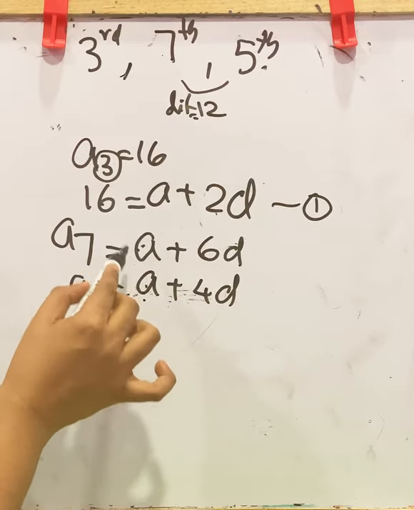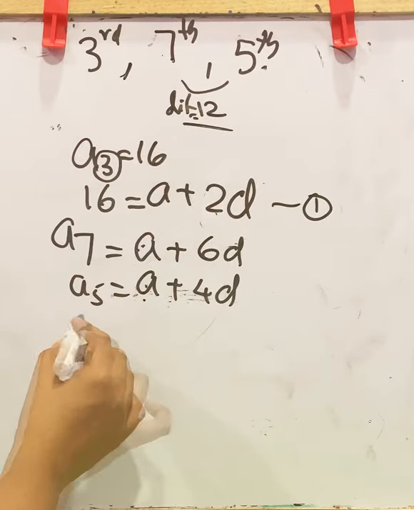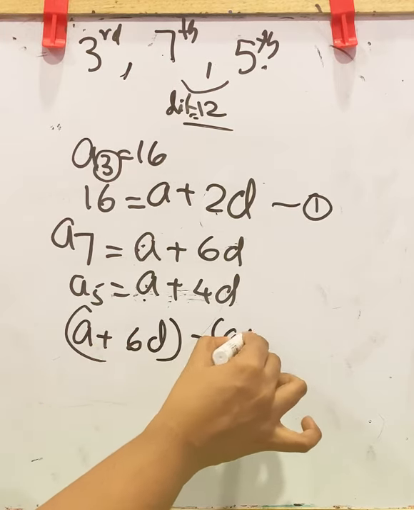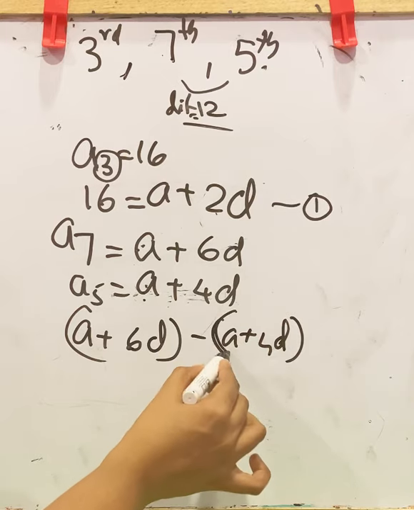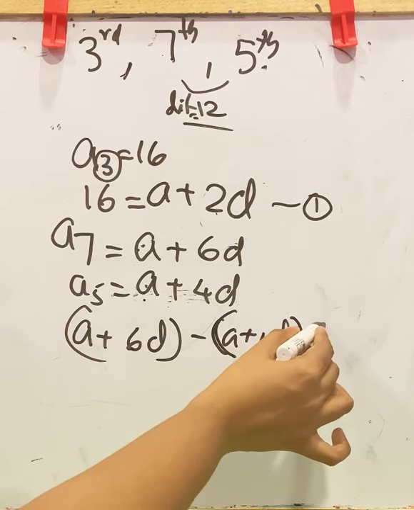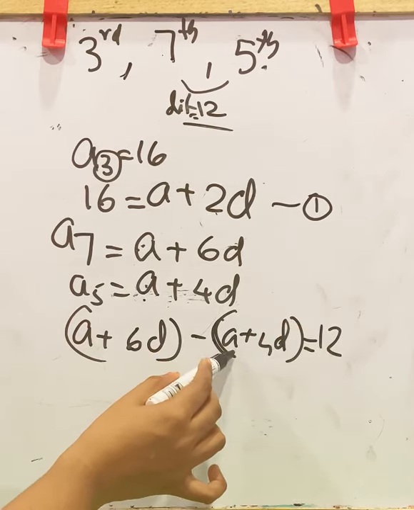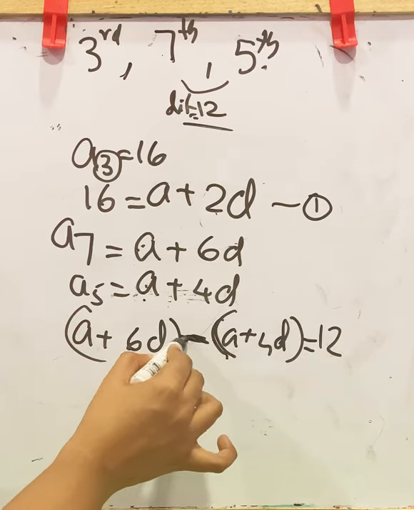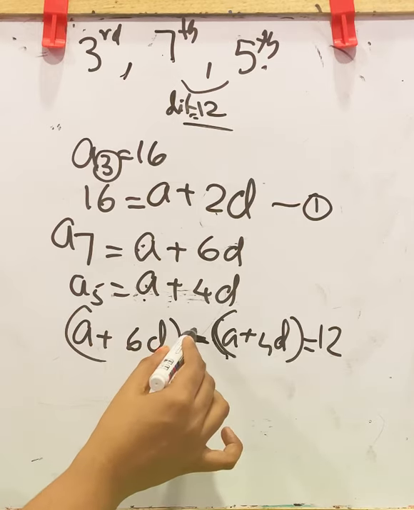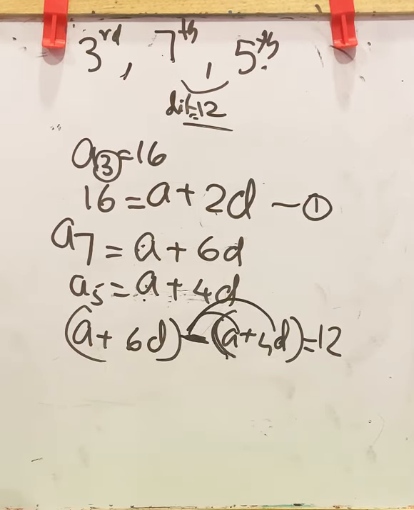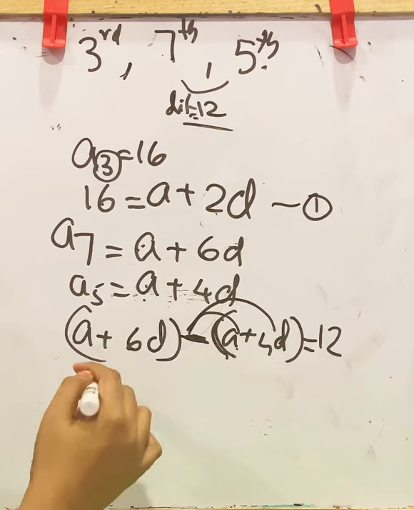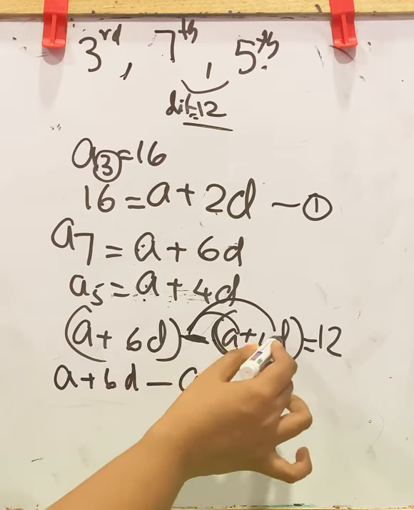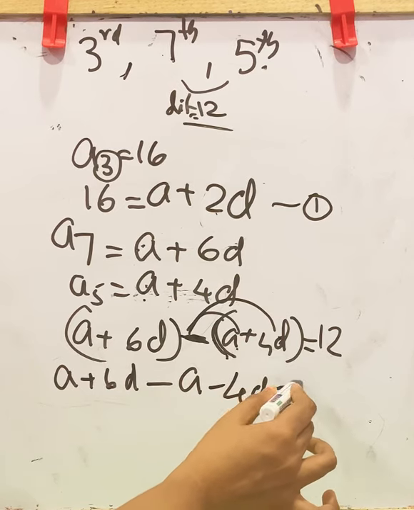These two terms' difference is 12. So (a + 6d) - (a + 4d) = 12. Don't forget to put the bracket. If you are not writing a bracket here, the whole answer will become wrong, so be sure you are putting a bracket. Now open this negative, that is, distribute the negative to the two terms in this bracket. So it becomes a + 6d - a - 4d = 12.